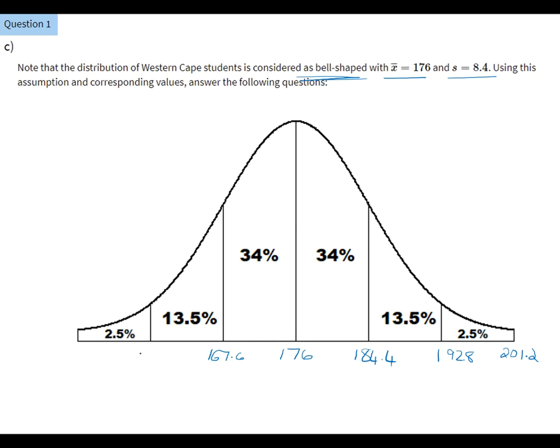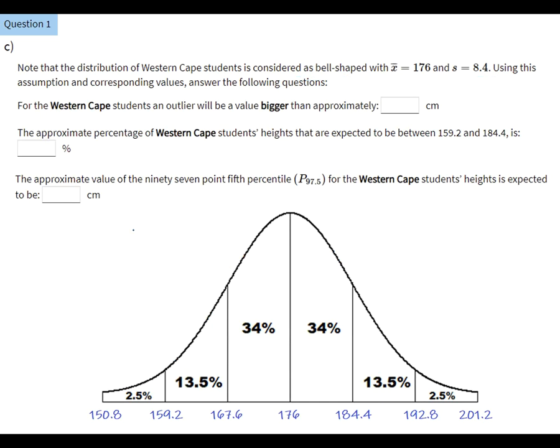2 standard deviations below the mean is 159.2. And 3 standard deviations below the mean is 150.8. So we have all of our values here now. And now if we want to answer questions about this, you're going to see how quick it is when you have that sketch in mind.